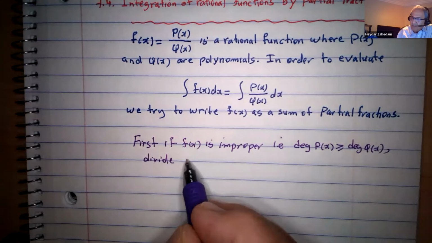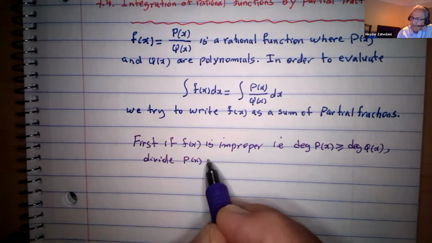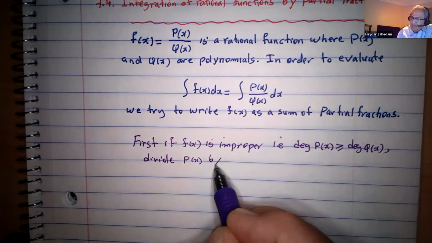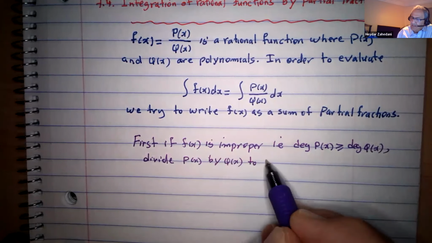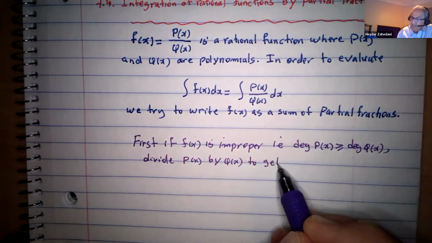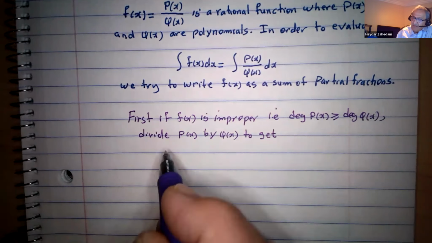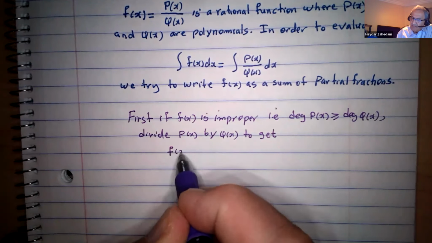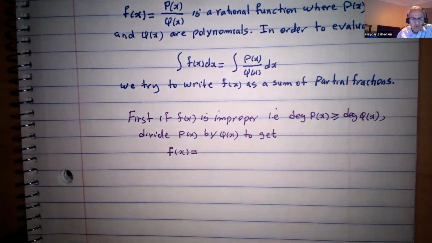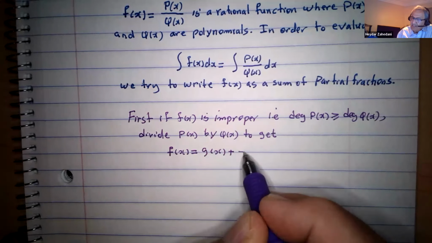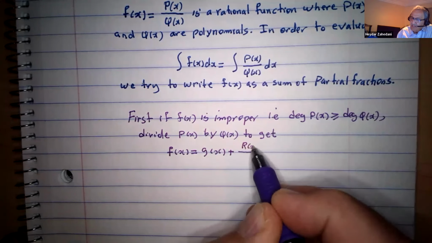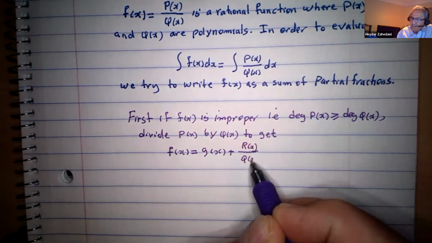Okay, we're going to divide p of x by q of x to reduce the degree. If this is going to be needed, it's just a couple of problems in your book. So if you divide it, you are going to have f of x equal to what we call a quotient function. Let's call it g of x. Then there is going to be a leftover, the remainder on top, r of x over q of x.